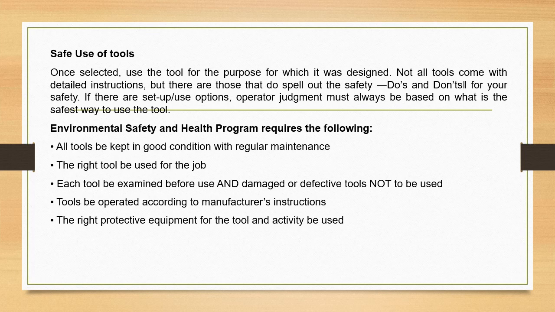Environmental safety and health program requires the following: all tools be kept in good condition with regular maintenance; the right tool be used for the job; each tool to be examined before use, and damaged or defective tools not to be used; tools be operated according to manufacturer instructions; the right protective equipment for the tool and activity be used.